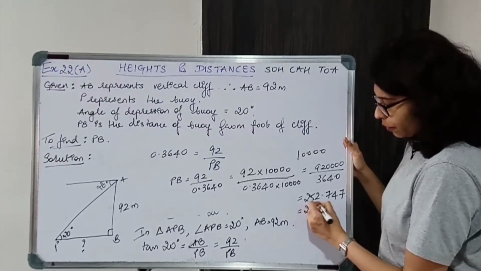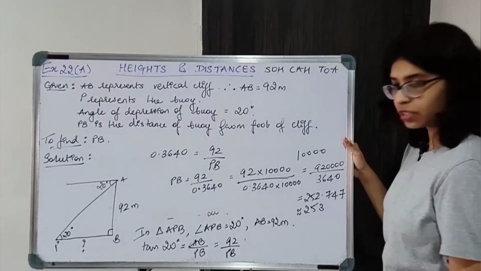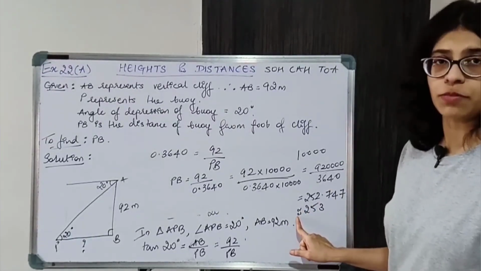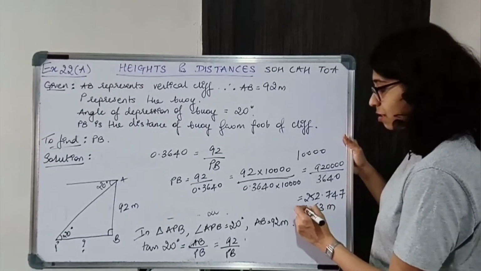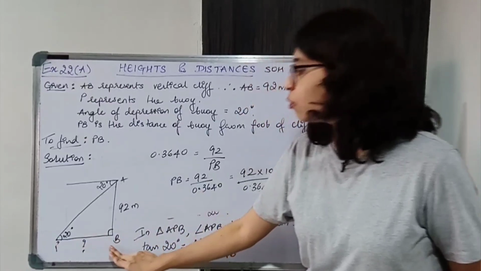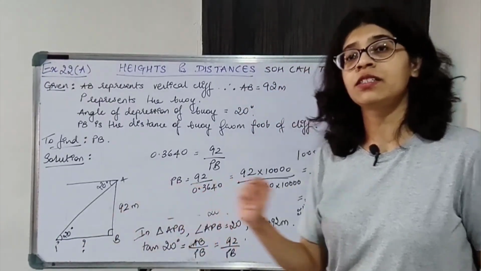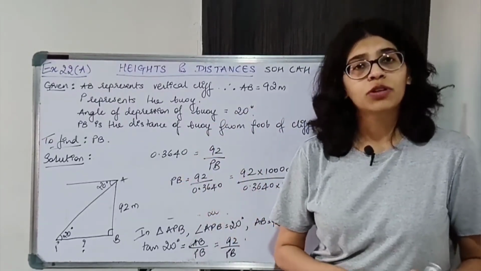So 253 approximate value. So approximate value is 253 meters. Very important to put correct unit. So the distance between the boy and the foot of the cliff is 253 meters. Write down the final statement, box the answer.